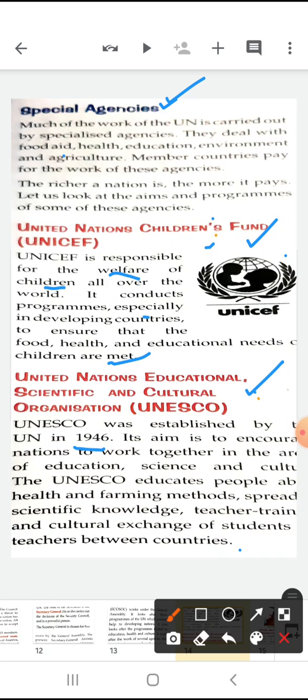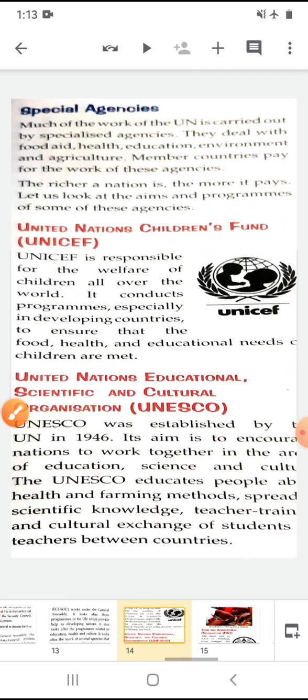UNESCO was established in 1946 and its aim is to encourage education, science and culture among the countries. It also educates people about their health and upgraded farming methods, spreads scientific knowledge, and runs teacher training programs and cultural exchange of students and teachers between the countries.